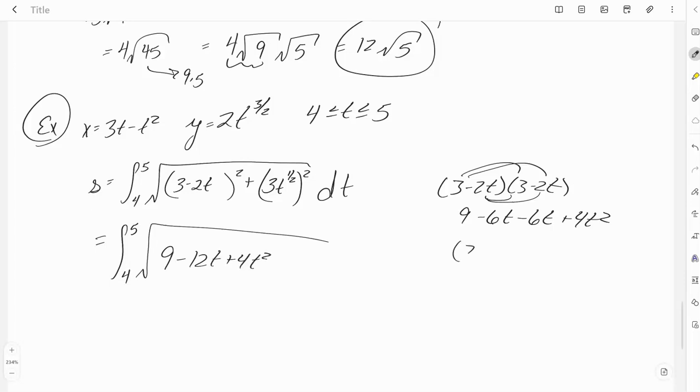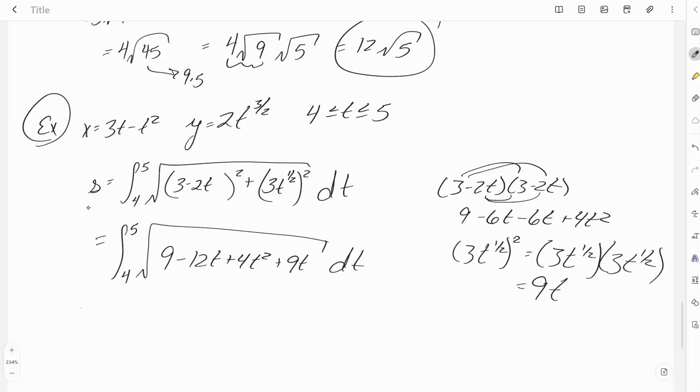And then when I square this, 3t to the 1/2 quantity squared, that means 3t to the 1/2 times 3t to the 1/2. So this is going to be 9 when I multiply the numbers. And when you multiply and you have the same base, you add the exponents. So it's going to be a 9t. So this ends up being the integral from 4 to 5, the square root of 4t squared. And if I put these together, negative 12 plus 9 is a negative 3t, plus 9 dt.